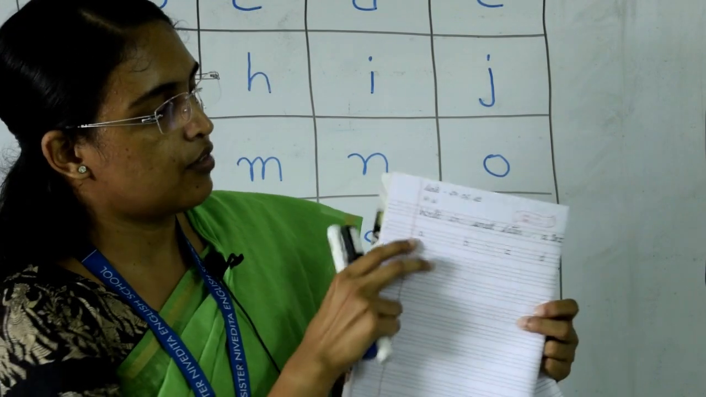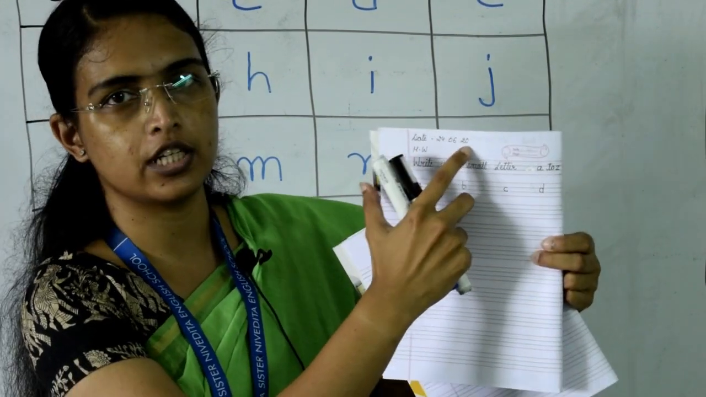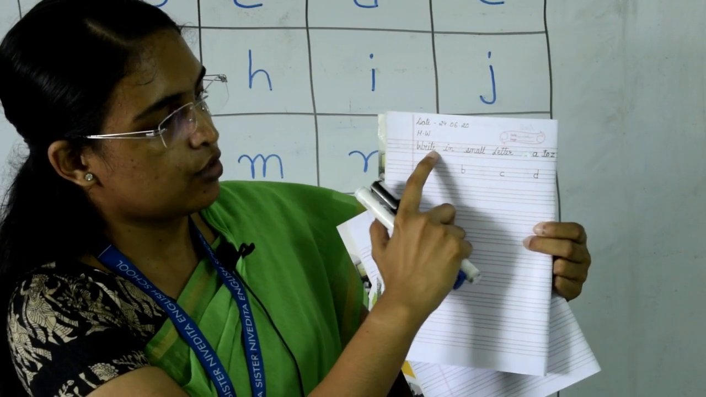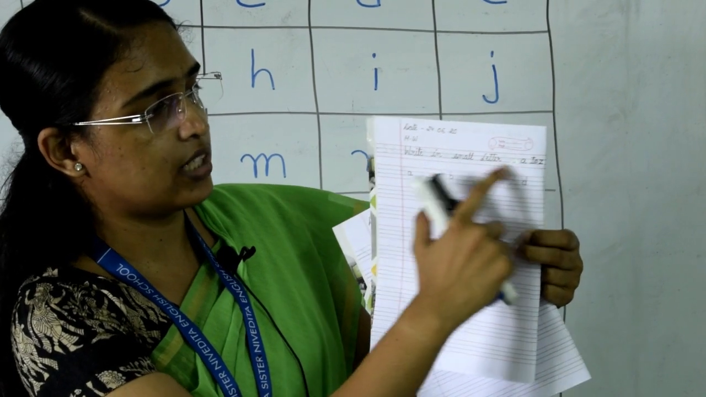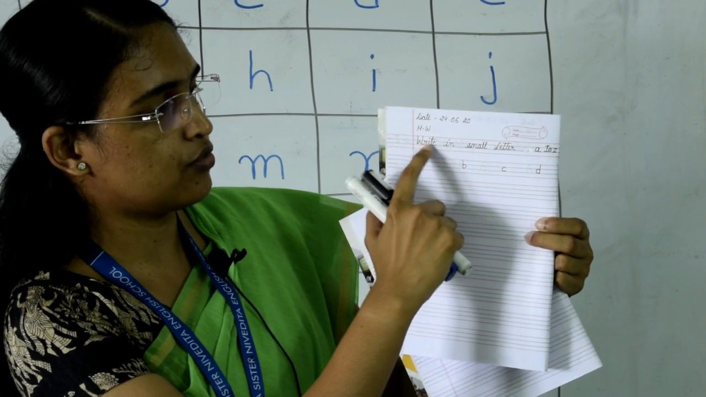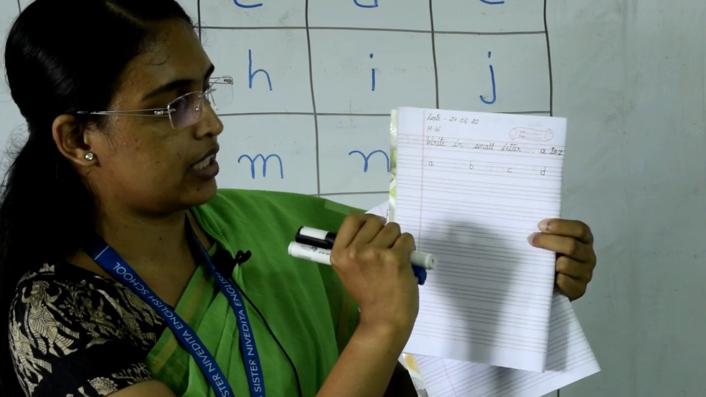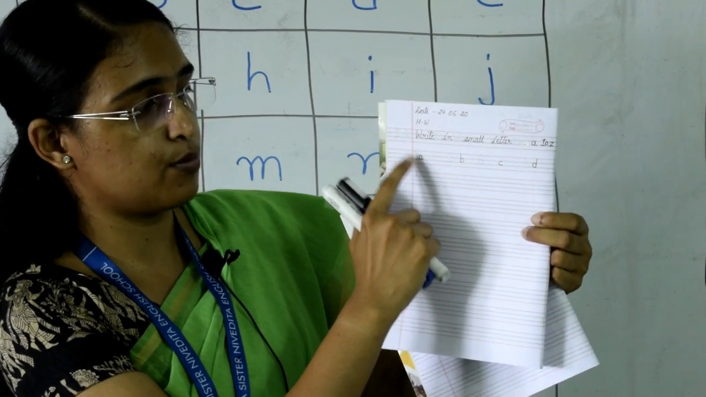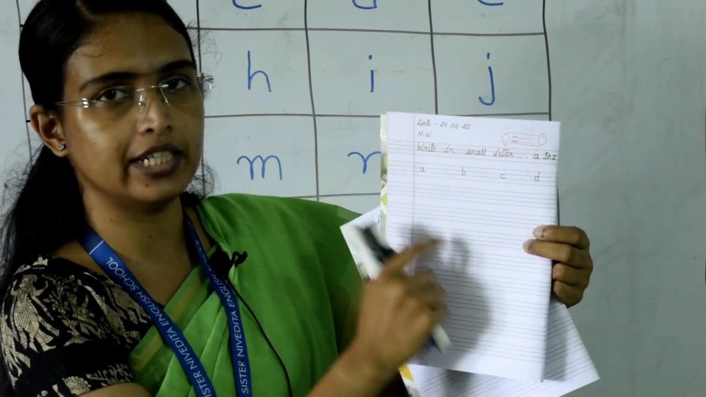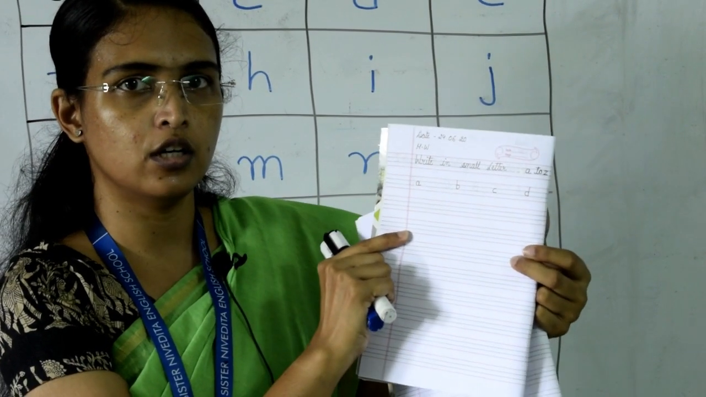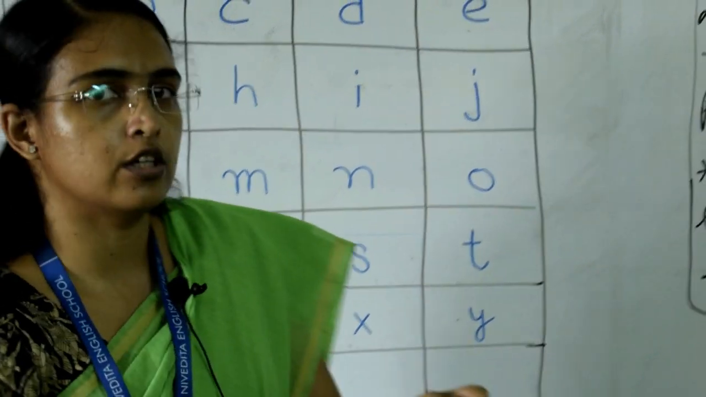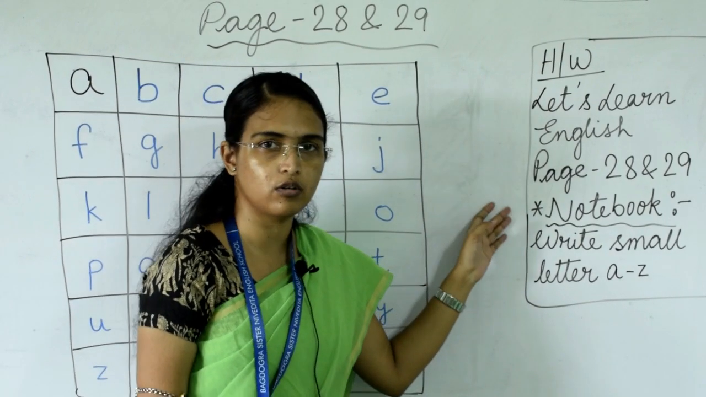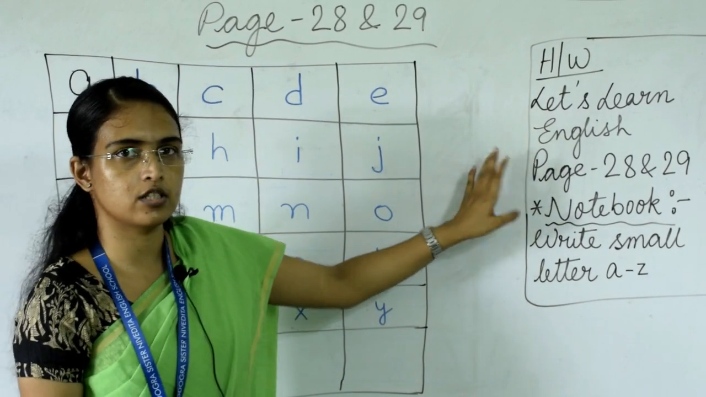Then this is your CW, and in your HW copy, same thing, put the date, that is 24/6/20, write HW. Then after that tell your parents to write the question. What is the question? Write in small letter A to Z. After this you have to write the small letters from A to Z by yourself. Okay, this is also your homework. So pause the video and note down this homework in your copy and do this homework. This is your English homework.